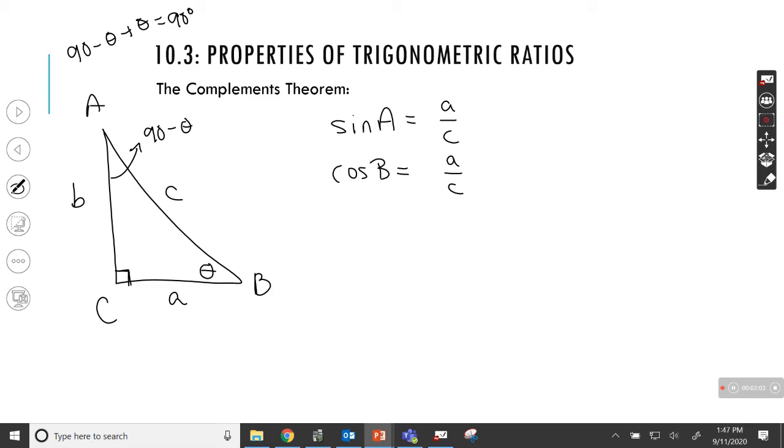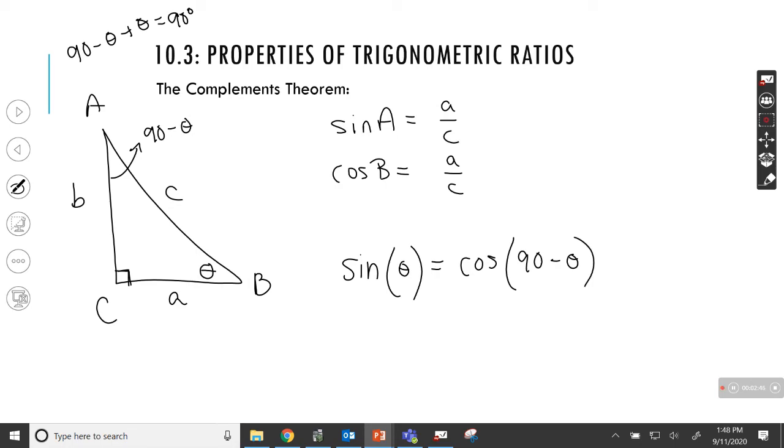So what did I just show? I just showed that the sine of one complementary angle is equal to the cosine of its complement. Or I should say that a little better: the sine of an angle is equal to the cosine of its complement, and the cosine of an angle is equal to the sine of its complement. So how do we write that out in pre-calculus or calculus terms? Instead of using B, we'll use theta. We'll say the sine of theta is equal to the cosine of 90 minus theta.